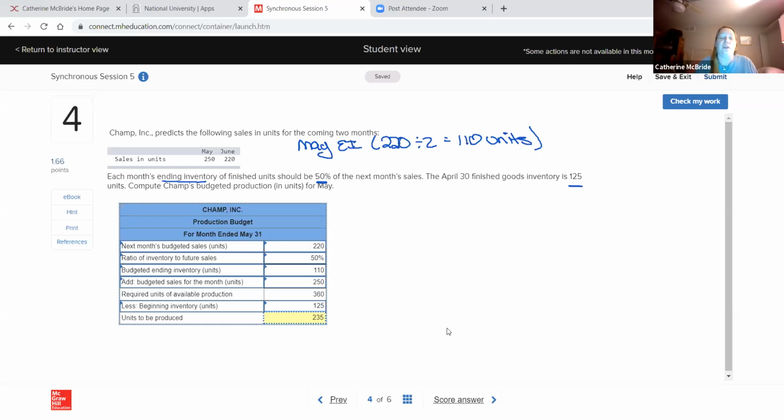So the way this works on the chart is we say, okay, next month we're doing 220 units. Half of those are what we want to have in inventory, so we need 110 in inventory. We also need 250 units to sell. So we need a total of 360 units. We already have 125. They were sitting in beginning inventory. So we have to manufacture 235 units in May. Are we better?